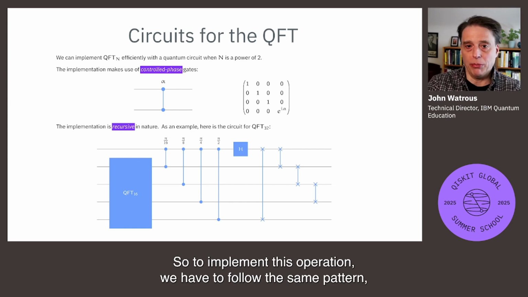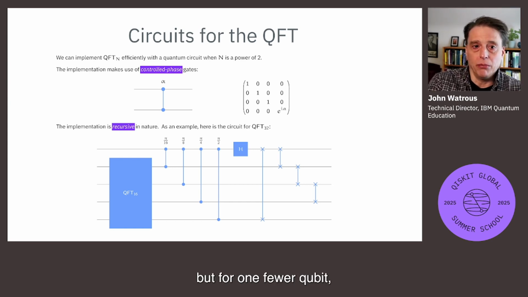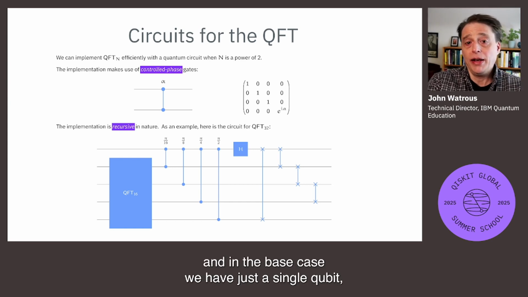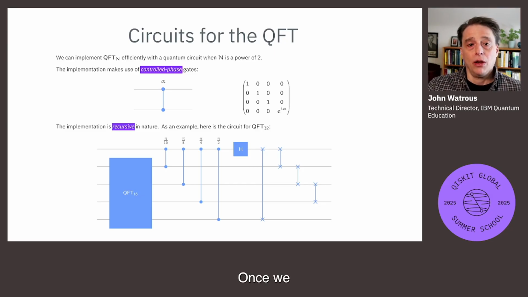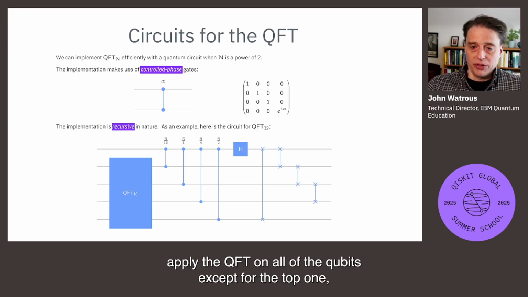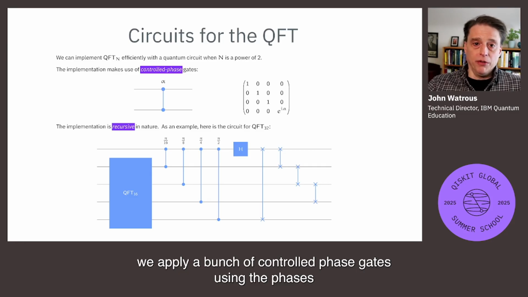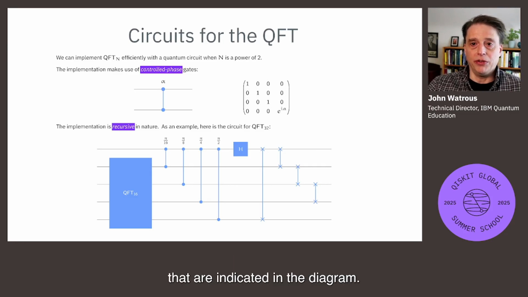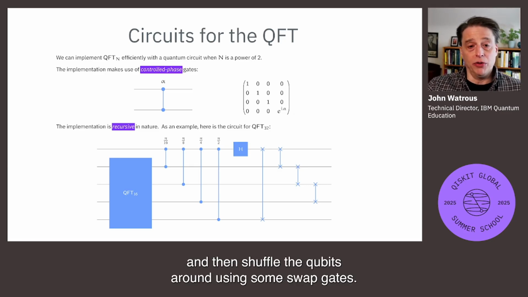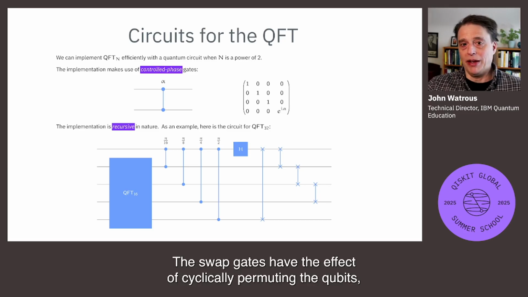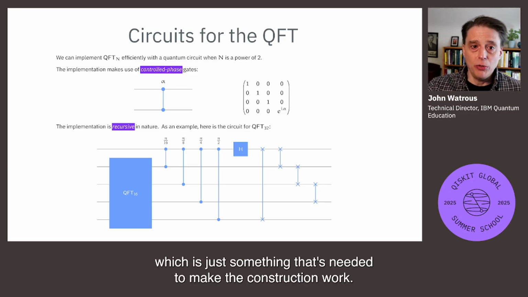So to implement this operation, we have to follow the same pattern, but for one fewer qubit. And in the base case, we have just a single qubit, for which the quantum Fourier transform is just a Hadamard gate. Once we apply the QFT on all of the qubits except for the top one, we apply a bunch of controlled phase gates using the phases that are indicated in the diagram. We then apply a Hadamard gate to the top qubit, and then shuffle the qubits around using some swap gates. The swap gates have the effect of cyclically permuting the qubits, which is just something that's needed to make the construction work.